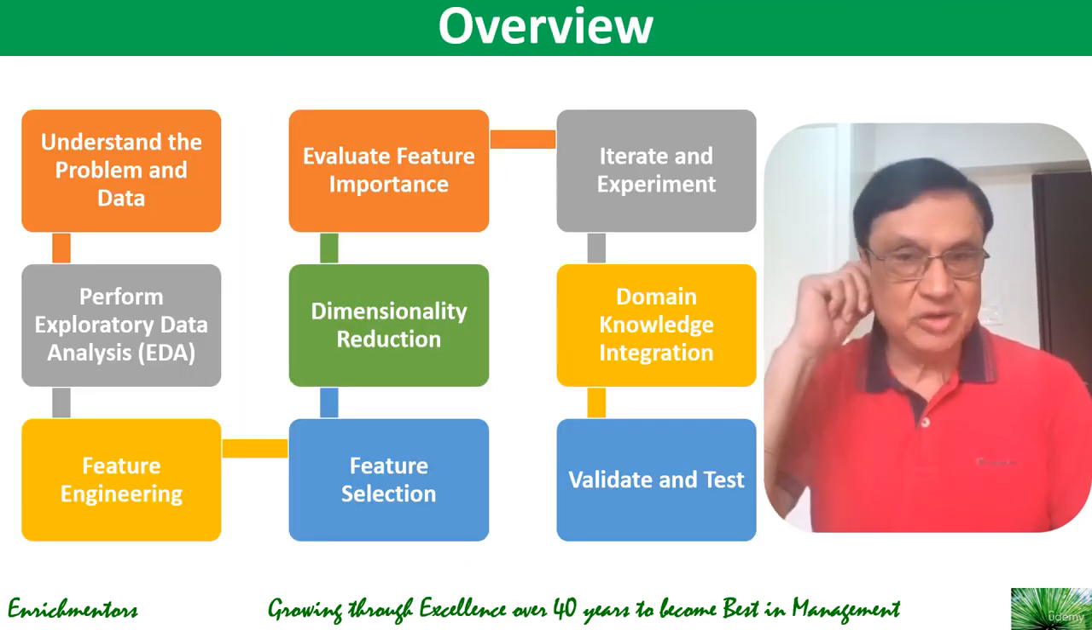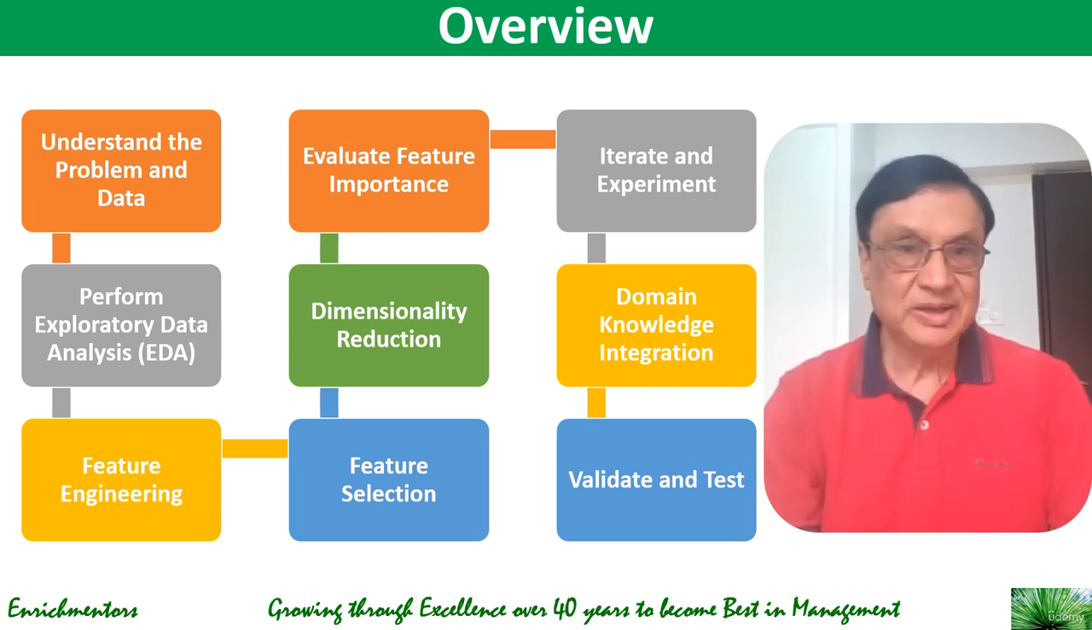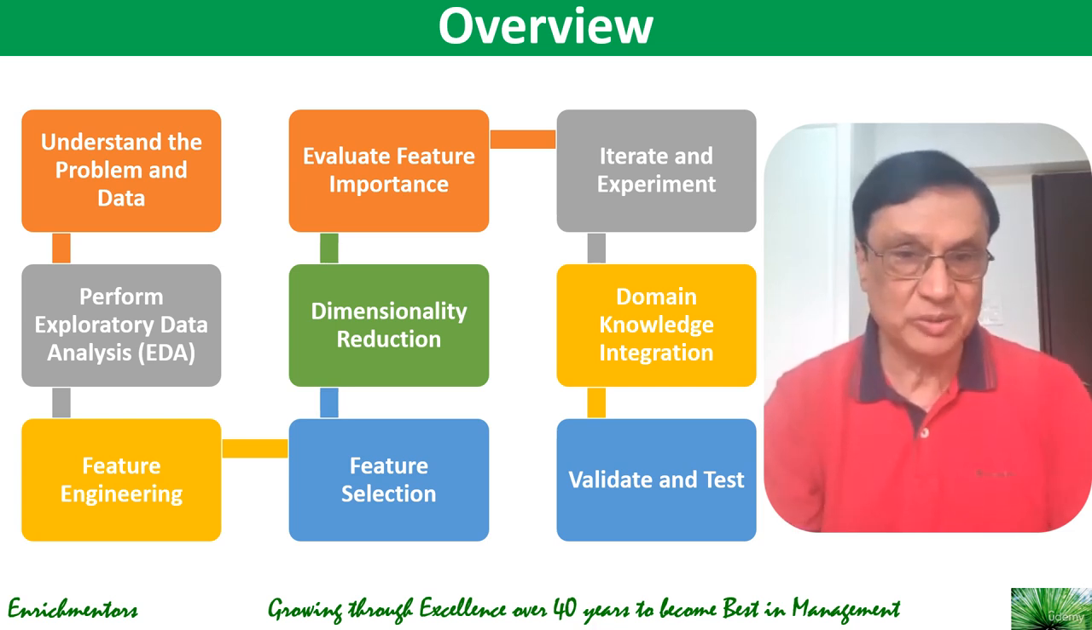First, let's look at all the steps that are needed. I'm giving you a quick overview. You need to start by understanding the problem and data, then perform an exploratory data analysis, which we will talk about. Then you come to the core, the feature engineering itself. Then you select the features. Then you do what is called dimensionality reduction. Then you evaluate the feature importance of the remaining features. Then you iterate and experiment, integrate your domain knowledge, and validate and test. So that's the overall process.